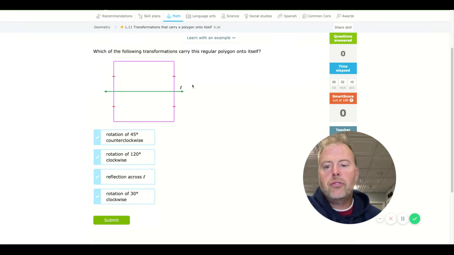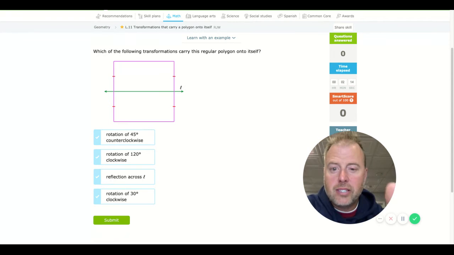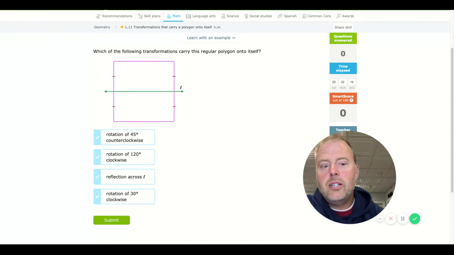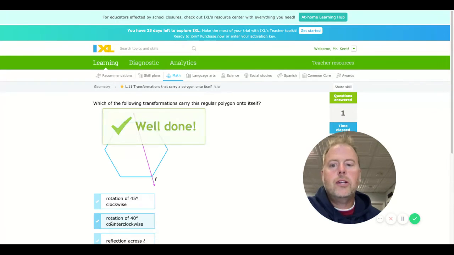All they're giving me is reflection. And so if you reflect it over t, you're going to get the same exact image again. All you did was you moved this point here up to this point there, and vice versa. So reflection across t would be the only one that would make sense.